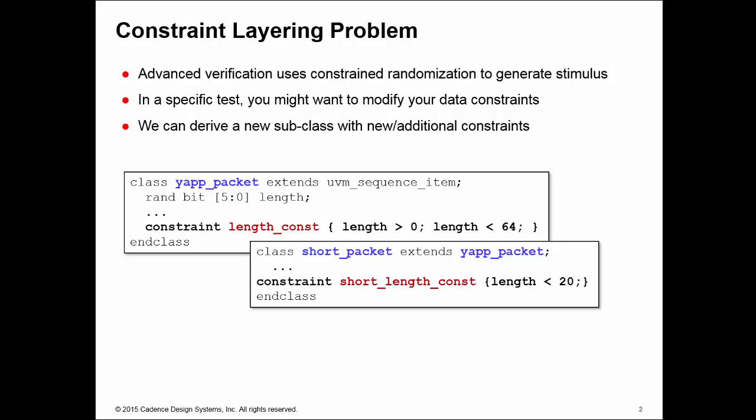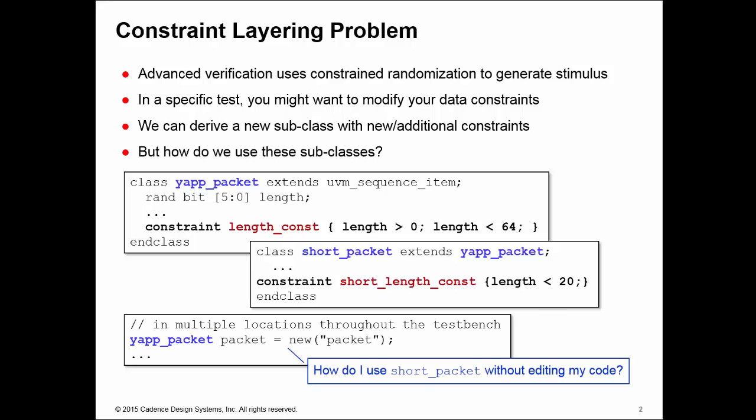So here I have my short packet, which extends the YAP packet and adds a layered constraint now saying that the length has a maximum value of 19. But I have a problem now. How can I use my short packet instances instead of my YAP packet?